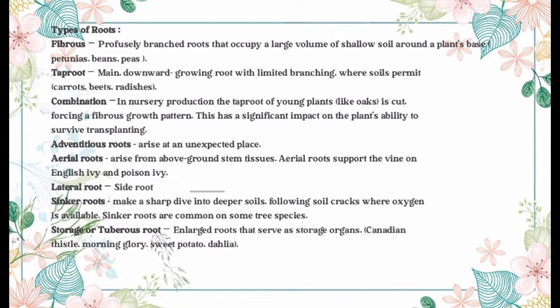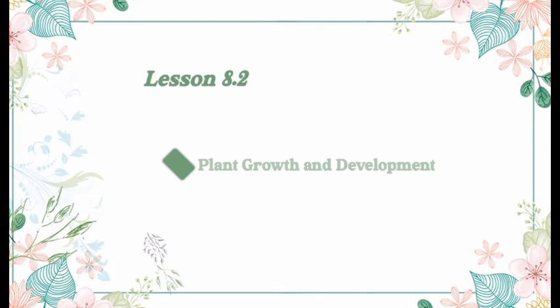And also we have here the different types of roots. First one is the fibrous, the taproot, the combination, adventitious roots, aerial roots, lateral roots, sinker roots, and also the storage or tuberous root. So we're finally done with lesson 8.1, and we're going to proceed to lesson 8.2 that tackles plant growth and development.